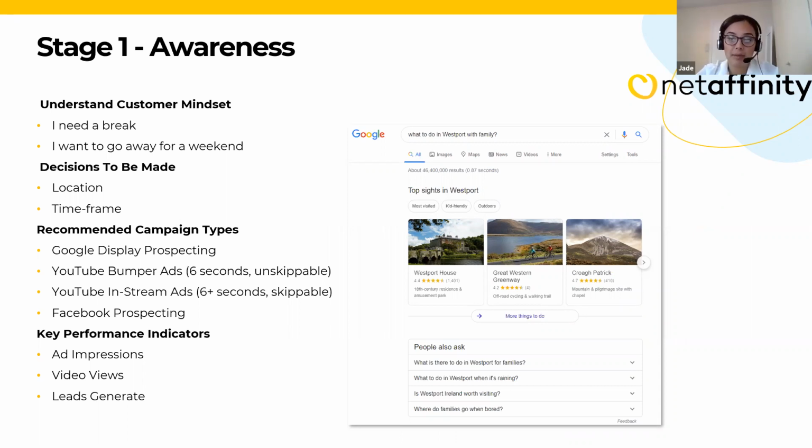The recommended campaign types that we would tell our clients here at Affinity to support this stage of the funnel are Google Display prospecting, YouTube bumper ads, YouTube in-stream ads, and Facebook prospecting, with key performance indicators such as ad impressions, video views, and leads generated.